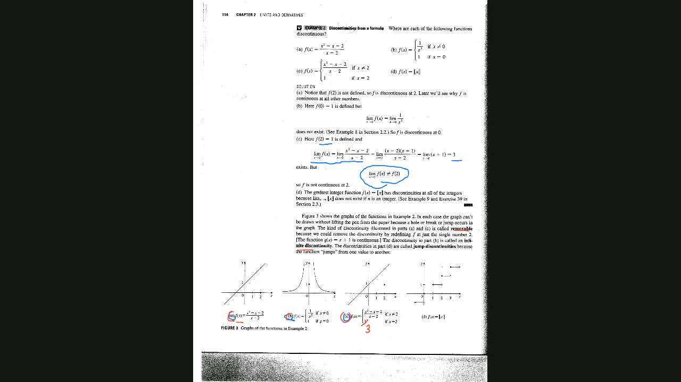And A would be a removable discontinuity, just like for part C. The discontinuity in A at x equals 2 is removable, because you could just add to the rule for the function that f(x) will equal 3 when x equals 2. And then this function would be defined for x not equal to 2.